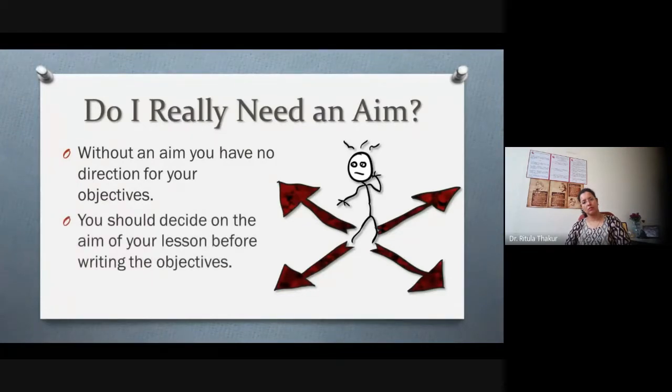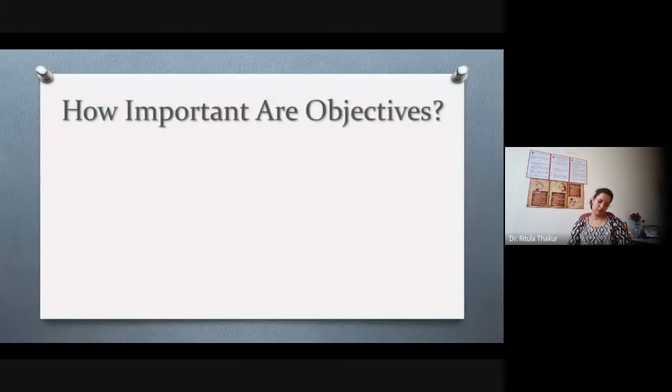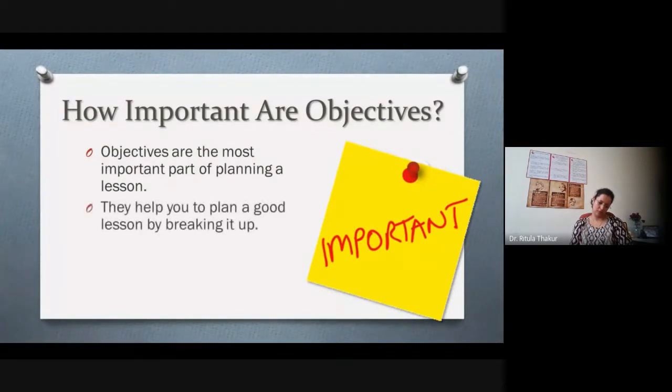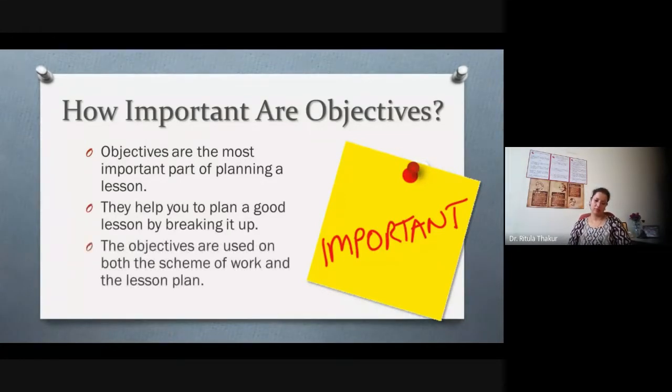So now you might be wondering how important objectives are. Well, objectives are the most important part of lesson planning. They help to keep the lesson on track and also make sure that learning is broken down for the students. Objectives are written on both the scheme of work and the lesson plan.